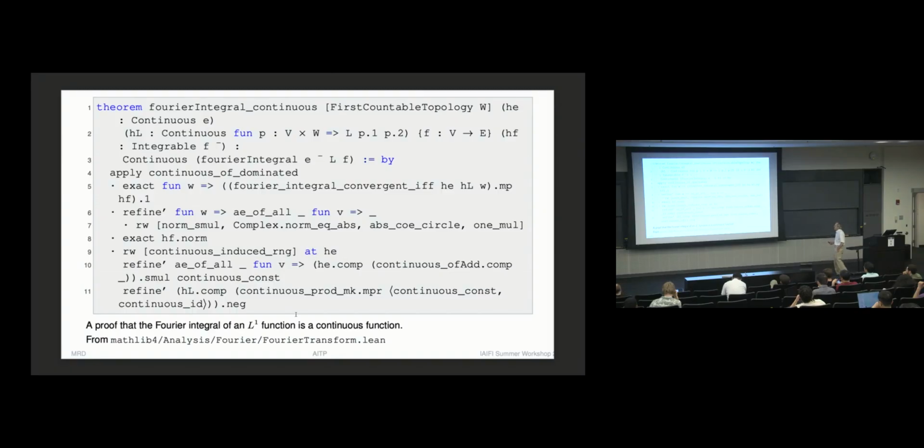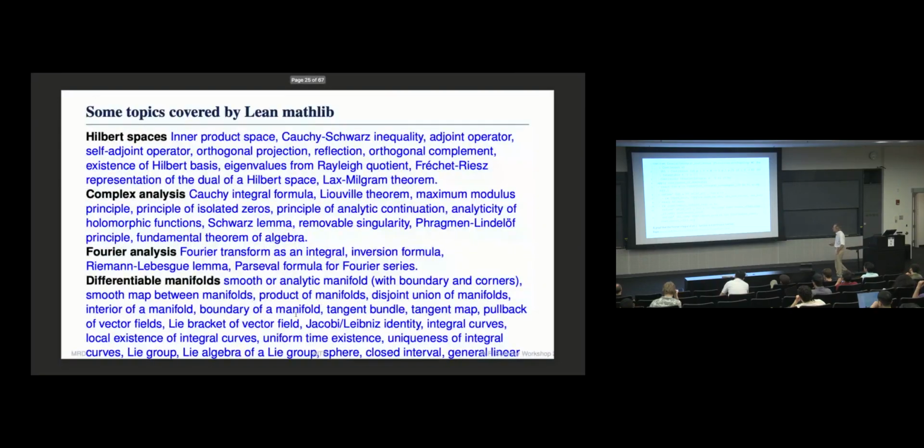Okay, this is a more real piece of mathematics, a theorem about Fourier transforms. And again, there's a lot of pre-proven material. These are all basically things already proven in the library, MathLib, this 1.7 million lines I referred to. And there's quite a bit there, as I said.